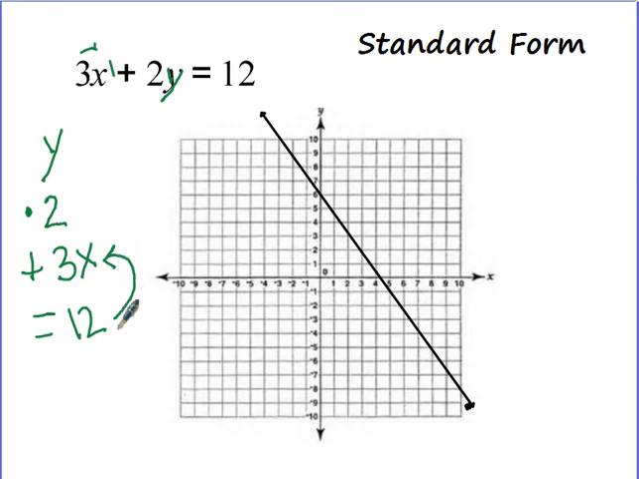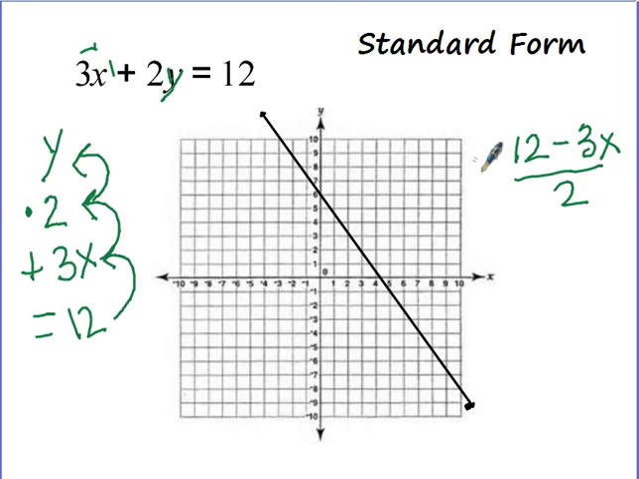If I go in reverse order up this list using opposite operations, I'll get the same equation I did before. So ending with 12, the opposite of ending with 12 is beginning with 12. The opposite of adding 3x is subtracting 3x. The opposite of multiplying by 2 is dividing by 2. And the opposite of beginning with y is ending with y.